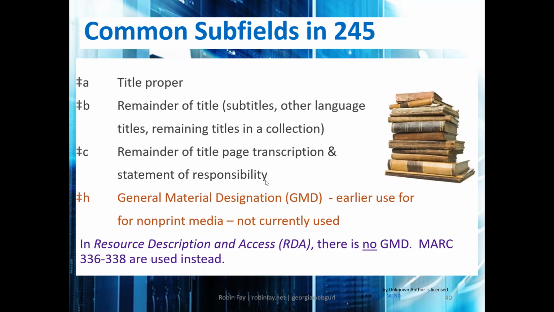Under RDA, we got rid of the GMD because it was very general, like sound recording. Well, that's about as helpful as what? I mean, yeah, you know it's sound, but is it a DVD or is it a streaming MP3 or, you know, what is it? There really wasn't any additional information, very limited in terms of what it was. So we got rid of the GMD because it was just a text string for one thing. So it wasn't very easy for a system to index it and do anything with it.